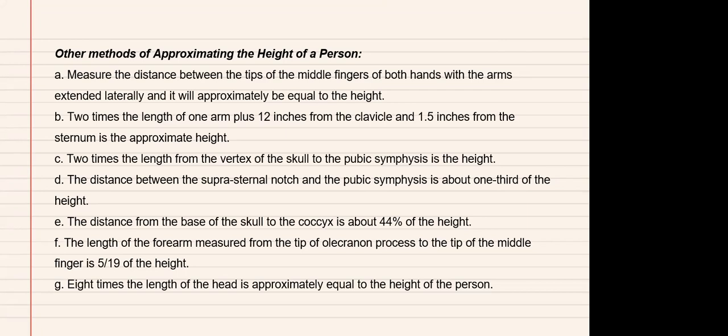Also, we have here the distance from the base of the skull to the coccyx, which is about 44% of the height. Next, the length of the forearm measured from the tip of the olecranon process to the tip of the middle finger is 5 over 19 of a person's height. And last, 8 times the length of the head is approximately equal to the height of the person. Okay po. Next po.